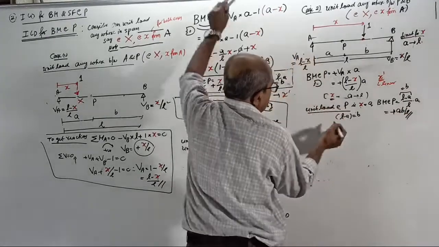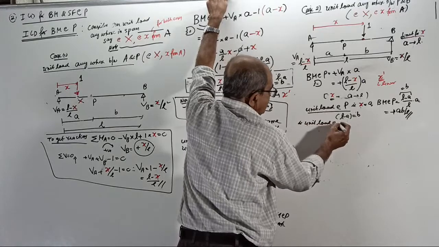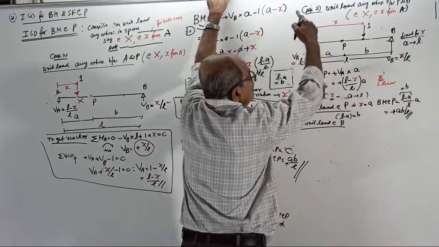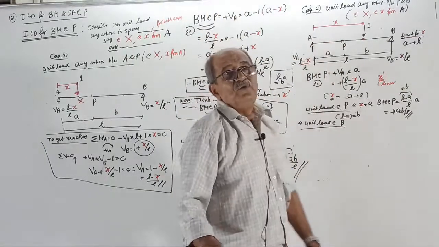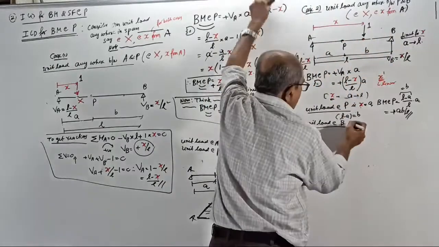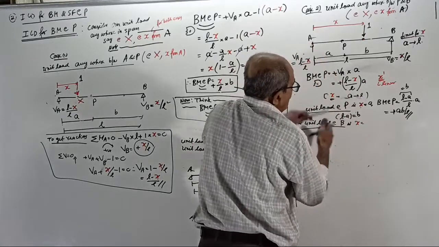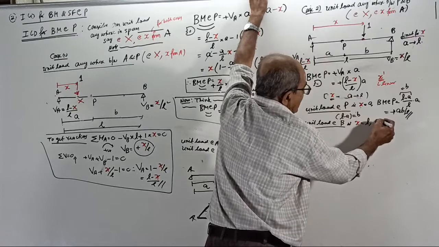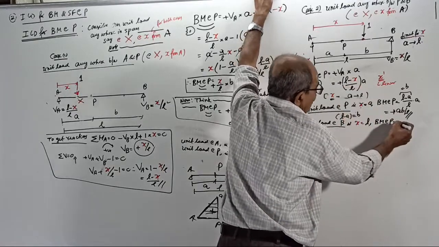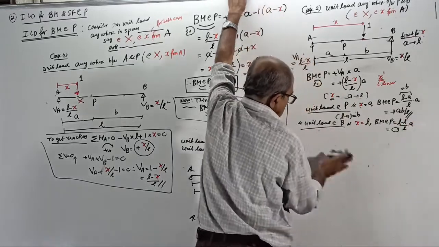Same as last time. And unit load at where? B. This load, Bangalore, stop at Maddur. Finish your coffee. Start from Maddur, reach Mysore. B. That is, X is from A only. X equal to L. When you put X equal to L, bending moment at P equal to L minus L, there only comes L minus L by L into A equal to 0.